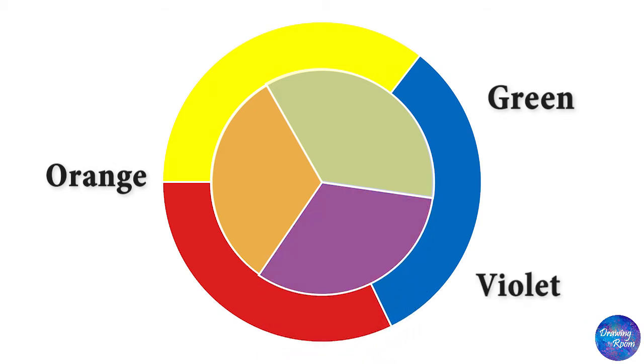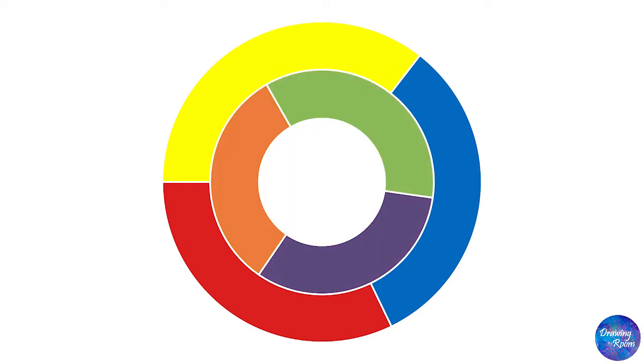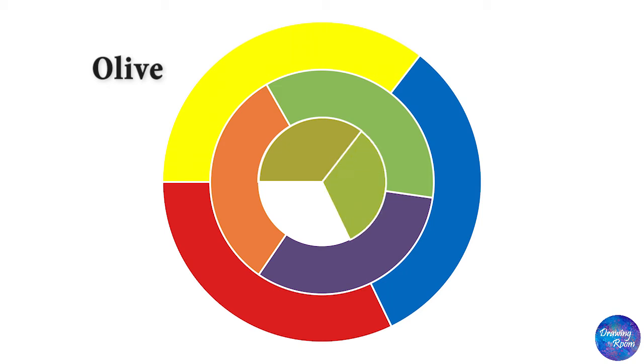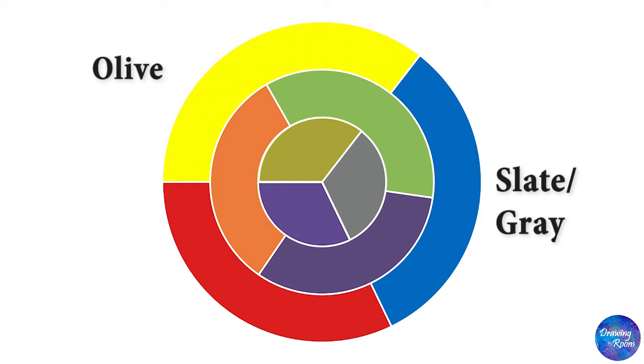Similarly, we get tertiary colors by mixing any two of the secondary colors at a time. By mixing green and orange, we get olive. Olive is a shade of green. By mixing violet and green, we get slate color, which is a grayish color. And by mixing orange and violet, we get rosette color, which is a brown-like shade.